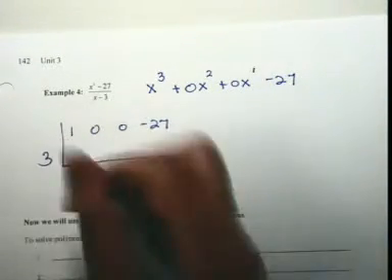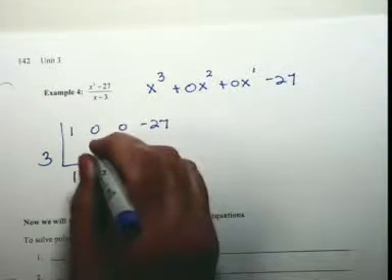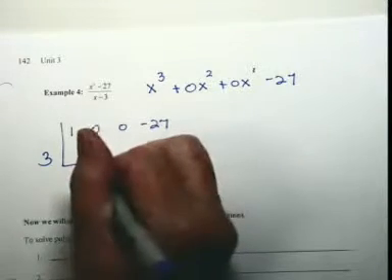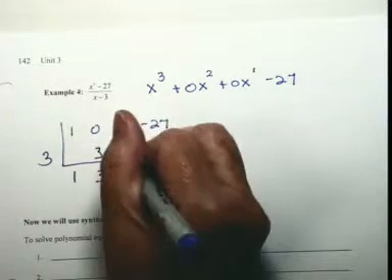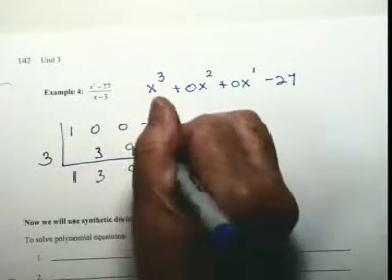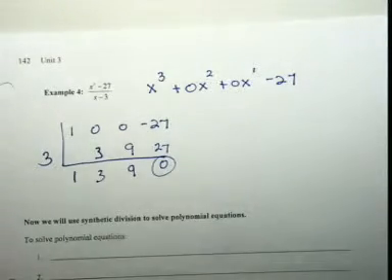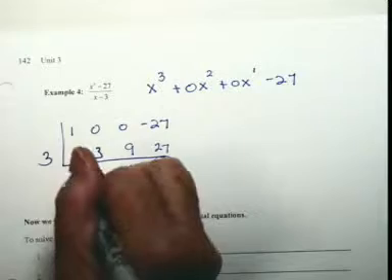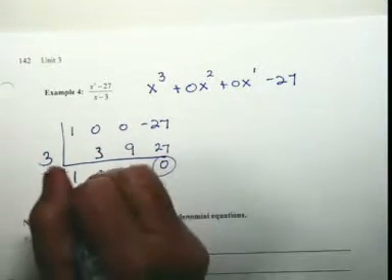Bring down the first number, multiply times 3, put it in the box. Add, multiply times 3, add, multiply times 3. So this time there was no remainder, and I go from x to the third, I go down to x squared, 3x plus 9.